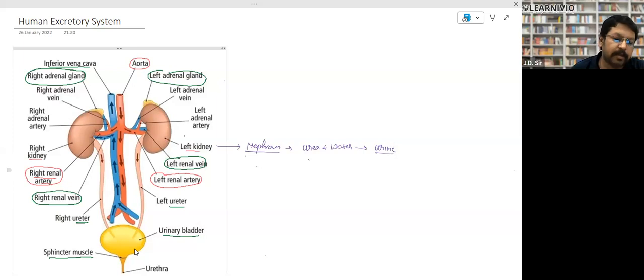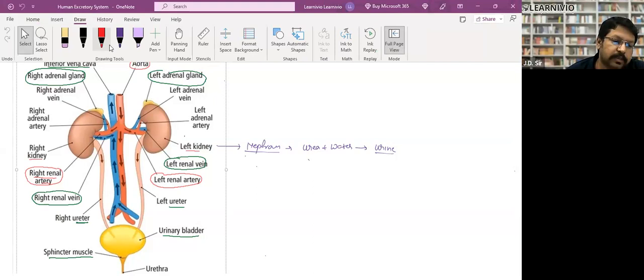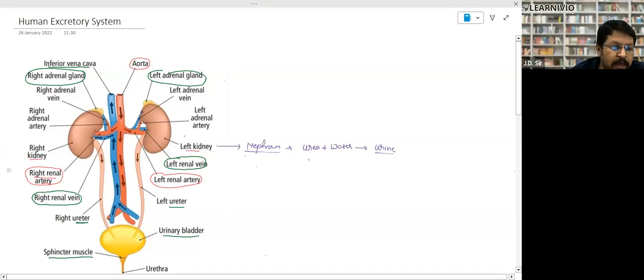Two pipelines help in the filtration of the blood. So from where is the blood coming? Basically, blood is coming directly from the heart with the help of the aorta. The aorta pours blood directly to the kidney, and it gets bifurcated into both kidneys, left and right.